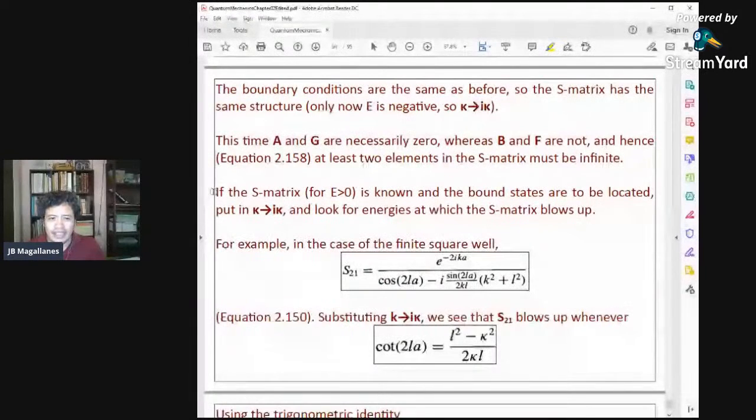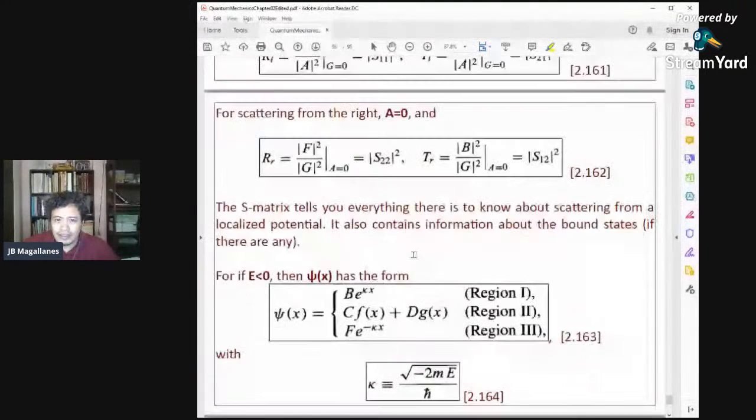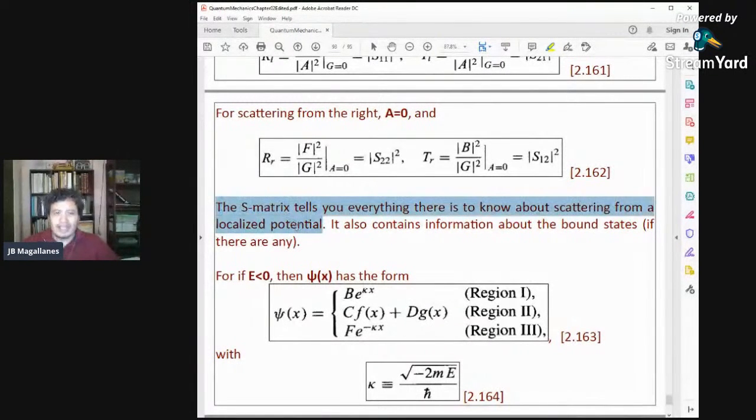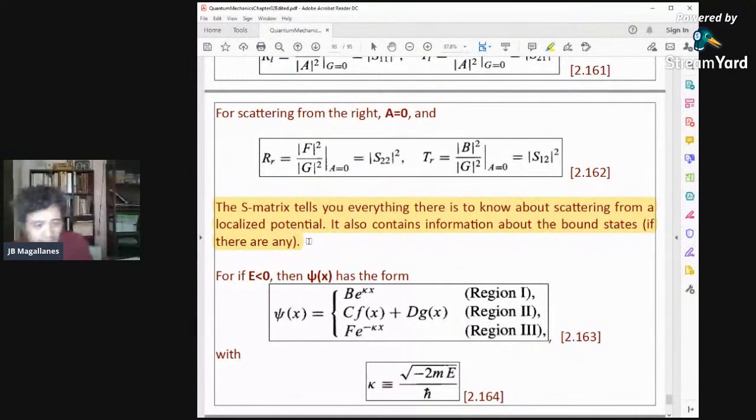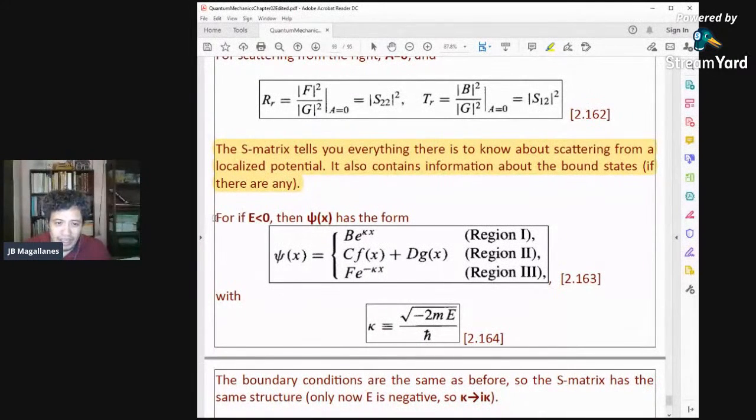So if you have the S matrix, that is for the scattering states. I'll just read this statement. The S matrix tells you everything there is to know about scattering from a localized potential. It also contains information about the bound states, if there are any. How do we know the bound states? This is the condition for the bound states.